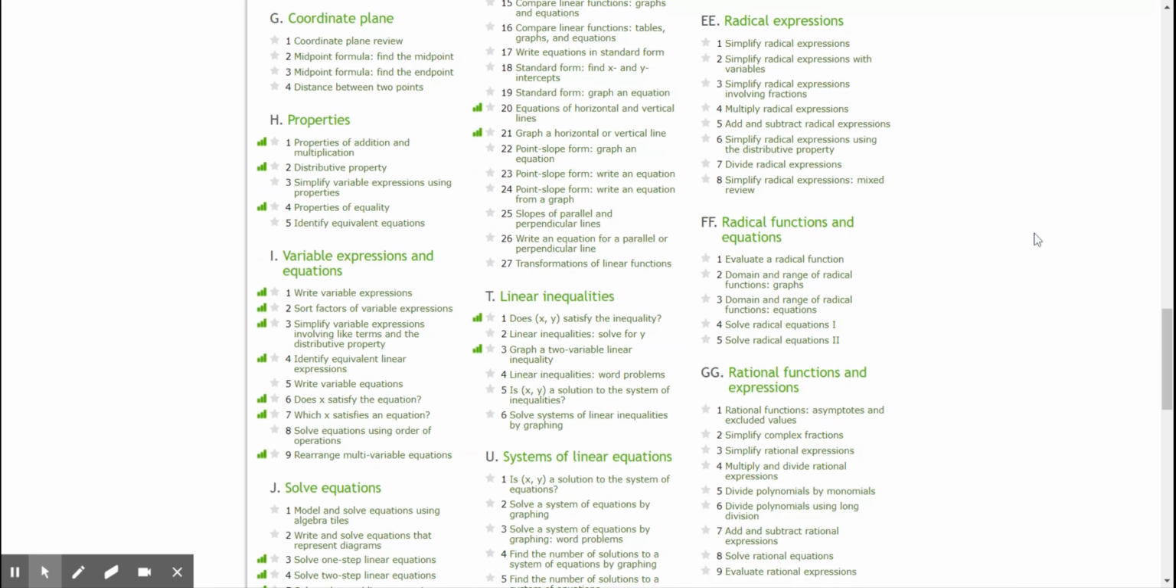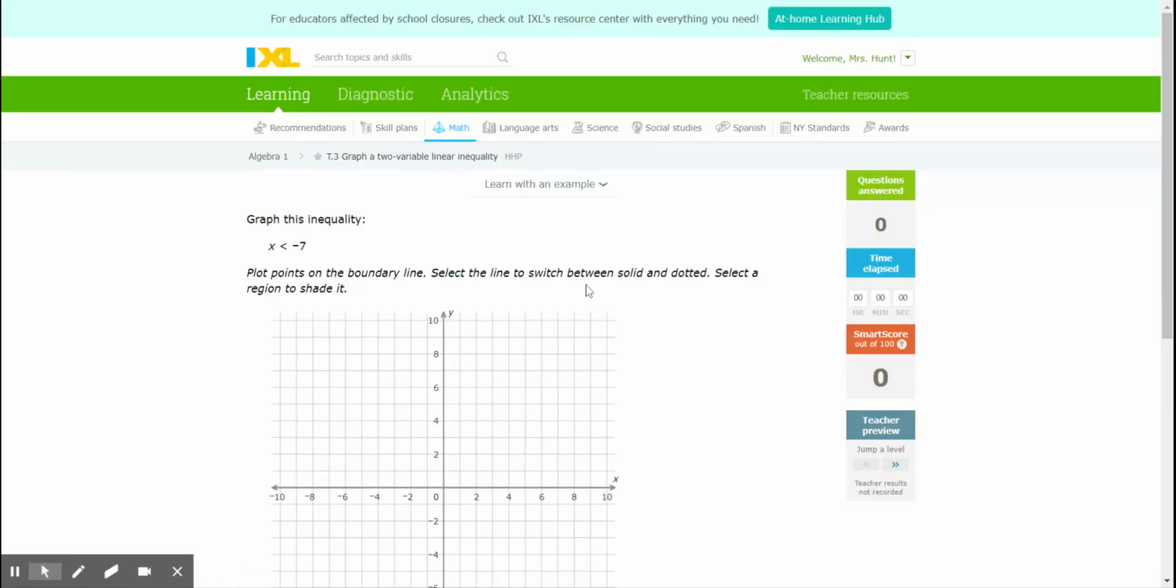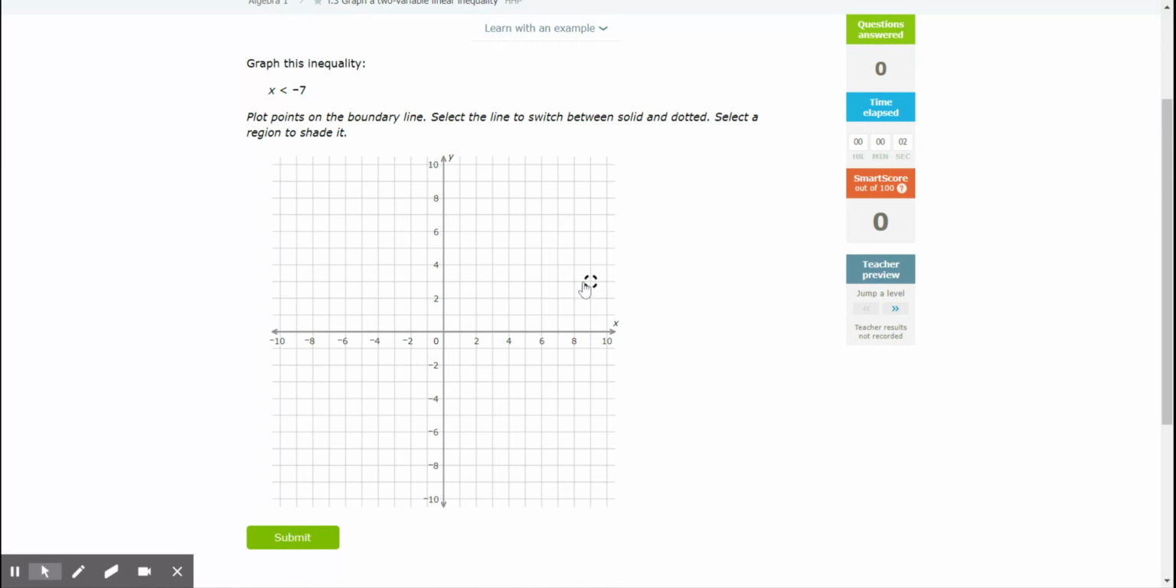Hi guys, so I want to do a quick tutorial on our IXL T.3. So if you follow along here, hopefully this will help you when you're doing yours.